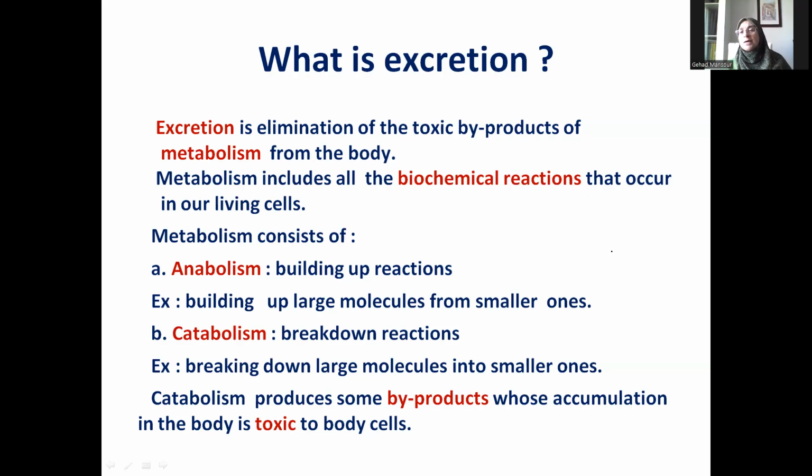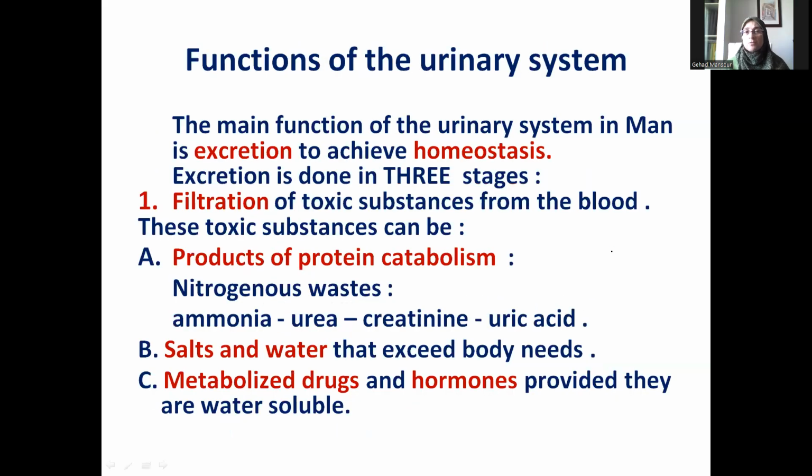Here at the end of the slide, we are talking about toxicity of the byproducts of catabolism. So I might ask you about the need for excretion. Why is it important to eliminate the toxic byproducts of metabolism? It's important because if these toxic products of metabolism accumulate in the human body, this would lead to impairment of cell function, or a deterioration in cell function.